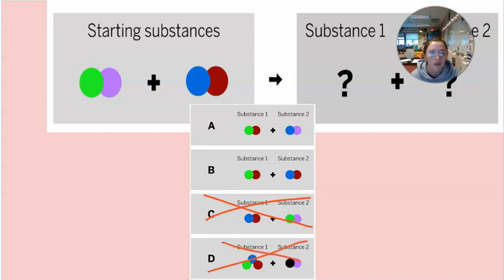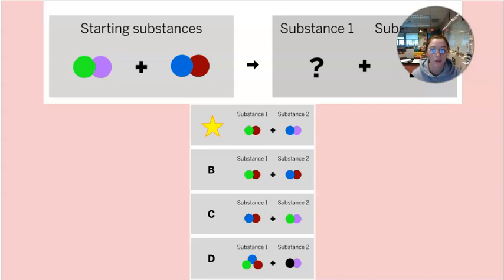B has a red and a red. I only have 1 red in the beginning, and I'm missing a purple. It can't be that one. So then it has to be A, okay? And I'll double check it. I have my green, green, red, red, blue, blue, purple, purple. Okay, so my answer has to be A.